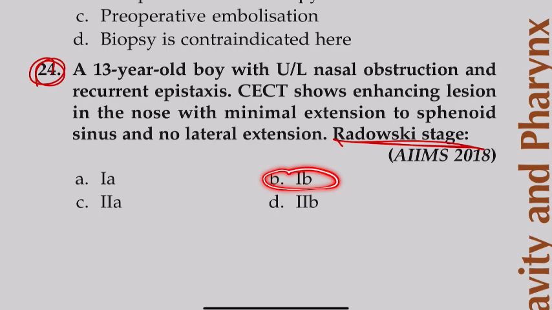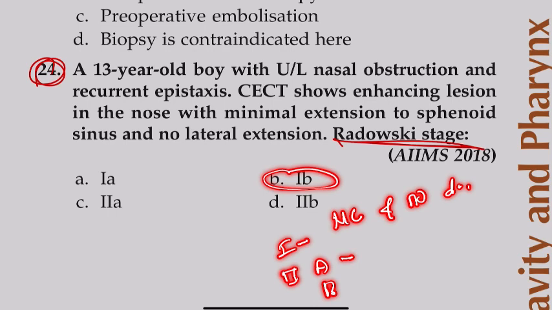Now, talking about stage 1, what is stage 1? Tumor limited to the nasal cavity with no bone destruction, right? And talking about 1A. Now here we have stage 2, which is divided into A and B. There are different classifications, but here we're talking about 2A. There is extension through the sphenopalatine foramen.